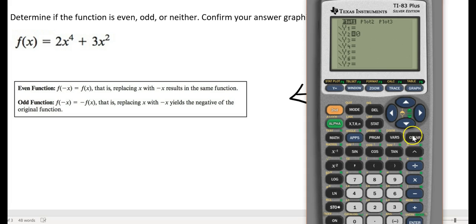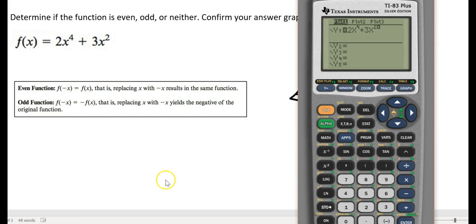And I had one earlier, so I'm going to clear this. I only need to have everything cleared. And I'm going to enter in my equation. I'm going to hit graph. Now, you can look at it and you can say, if you folded it in half along the y-axis, would it lay on each other? And it does. We can see clearly that it is symmetrical about the y-axis. It's an even function.